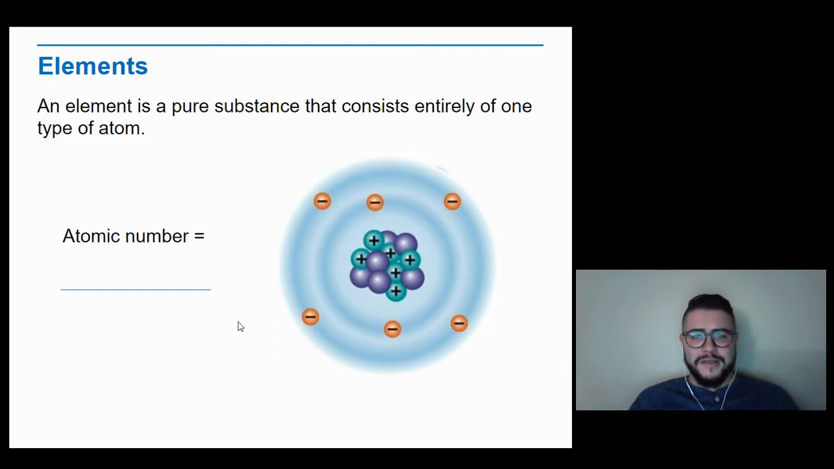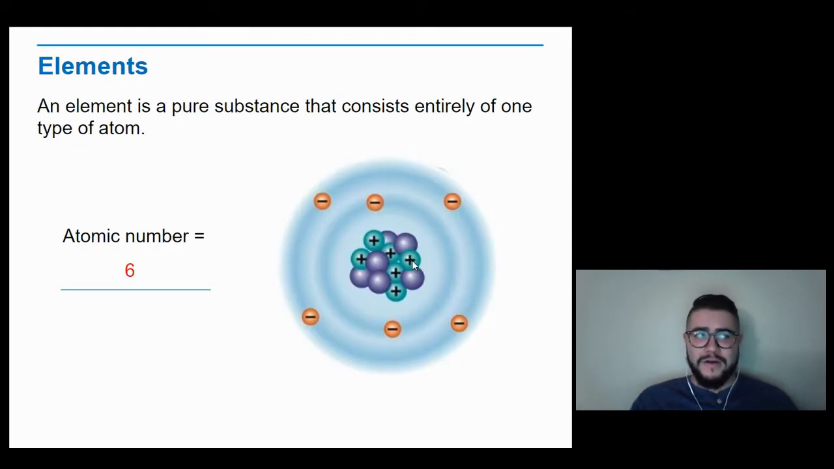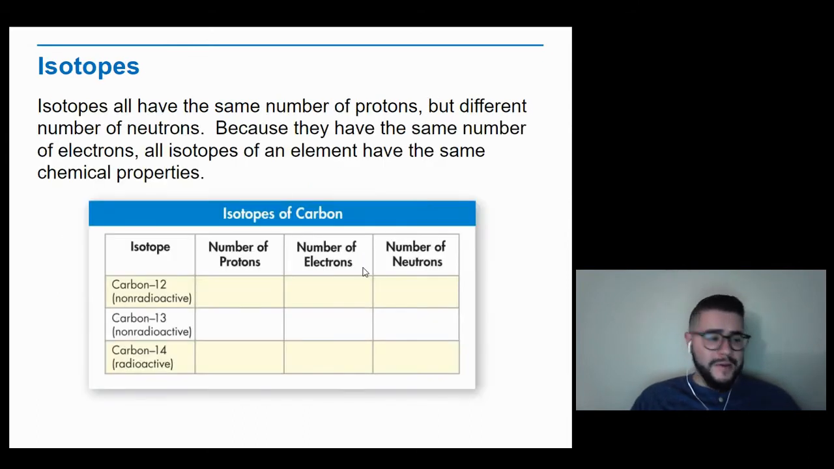So an element is the pure substance, something that's entirely made up of one atom. So this right here has an atomic number of 6. I can tell that because there are 6 protons in the nucleus. 1, 2, 3, 4, 5, 6. Atomic number is 6. That is for carbon. Elements have all the same atoms, right? So if I'm talking about the element carbon, I'm just talking about this element that has 6 protons, 6 neutrons, and 6 electrons. But if I talk about isotopes, an isotope is a different version of that element.